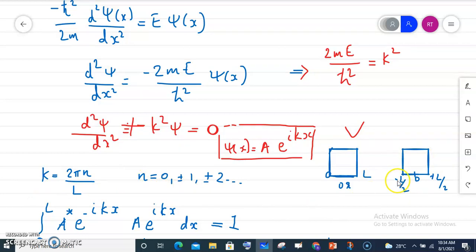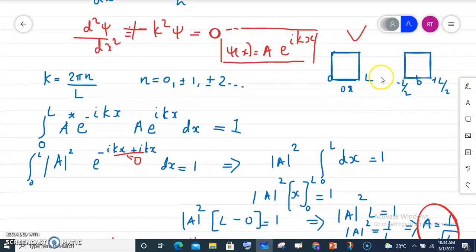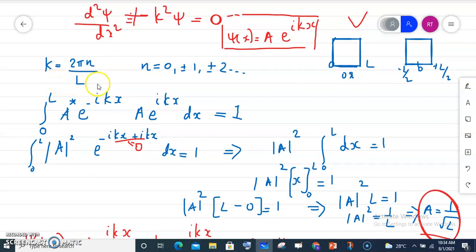Now let us go for the normalization. In the normalization, we have to give the limit of the box, from 0 to L or minus L by 2 to plus L by 2. Here for simplicity, we are choosing 0 to L. And psi star is A star e raised to minus ikx, and psi is A e raised to ikx, dx is equal to 1. That is the normalization condition.